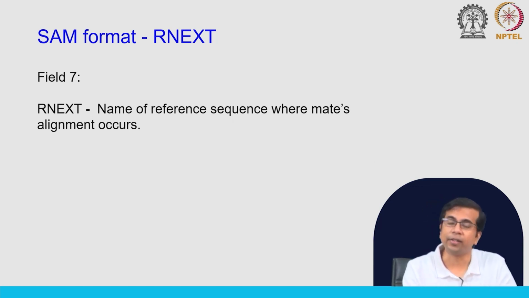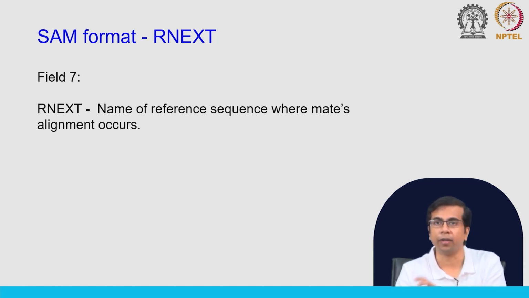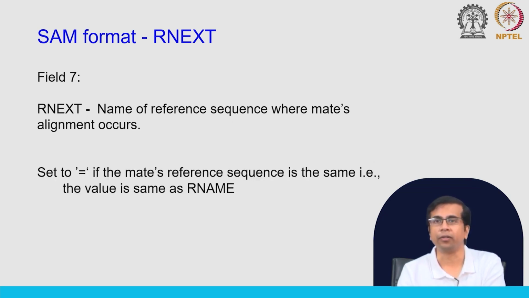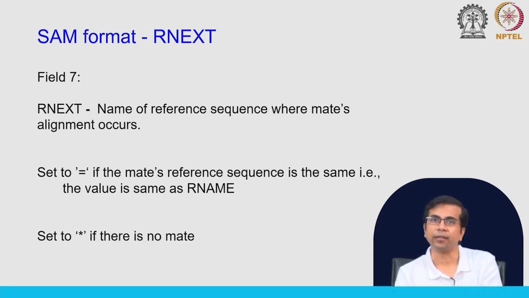RNEXT means the name of the reference sequence where the mate's alignment occurs. Similar to RNAME, this is a reference sequence name or ID, like NC followed by some number, and it will be in field 7. This can be set to an equal sign, which means the mate's reference sequence is the same as the read's reference sequence, that is, the same as RNAME. So, they are mapping to the same chromosome or same reference genome, and that kind of information is given here. This is set to star if there is no mate; if you are dealing with single end data, this is not present.